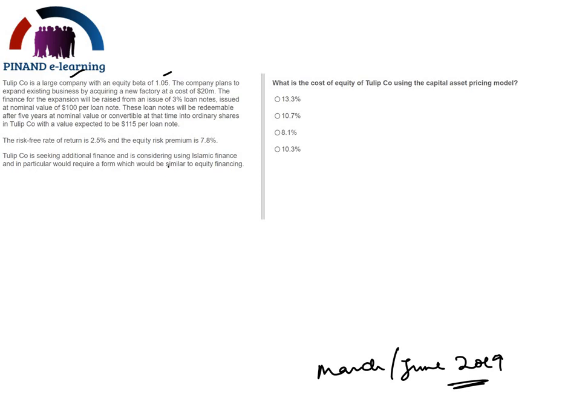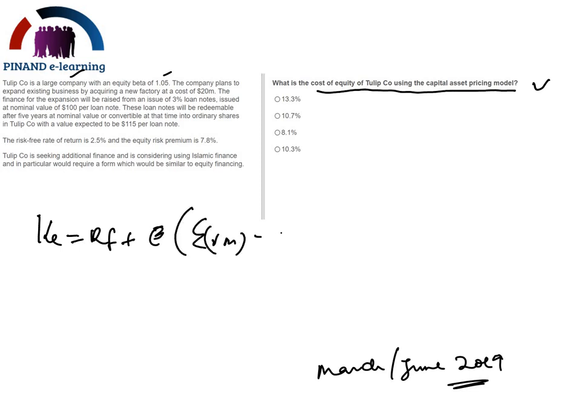Tulip Co. is seeking additional finances, considering using Islamic finance, and in particular would require a form which is similar to equity financing. Now, let's look at the requirement to see what is the cost of equity using the CAPM. Wow, so easy. Let me write out the formula first. So beta times ERM minus RF. Okay, let's start bringing up our variables. RF, the risk-free rate in the question, is 2.5.